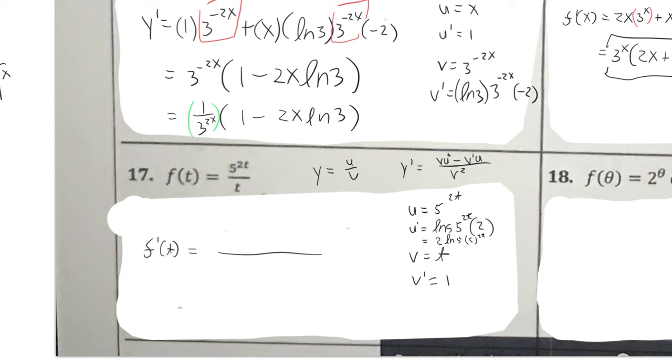information after that. So clearly we're going to have t squared on the bottom. It's going to be t right here because that's v itself, and then u prime is the expression that we discussed, 2 times ln of 5 times 5 raised to the 2t. All right, and that's going to be minus, let's see, v prime times u, so that's going to be 1 times the original u, which is 5 to the 2t.